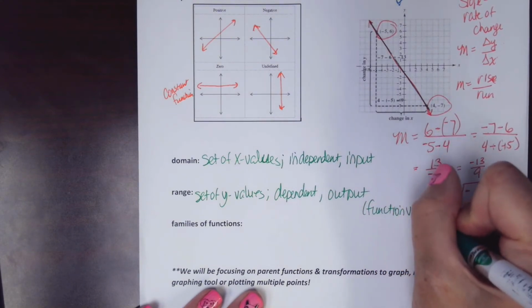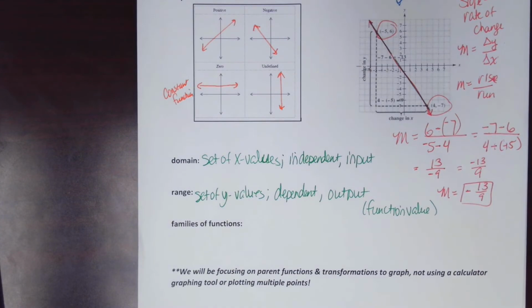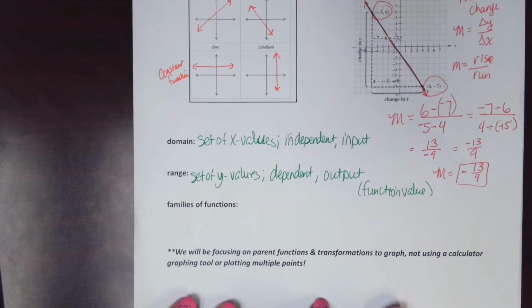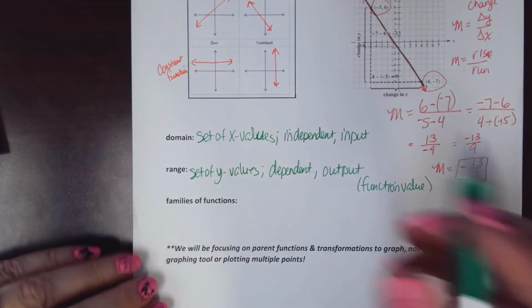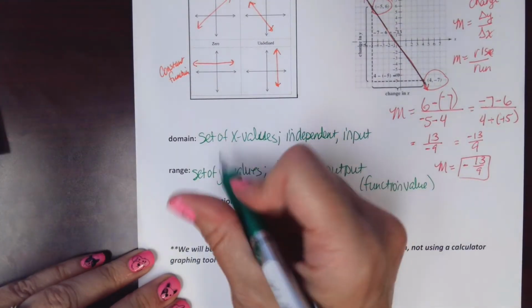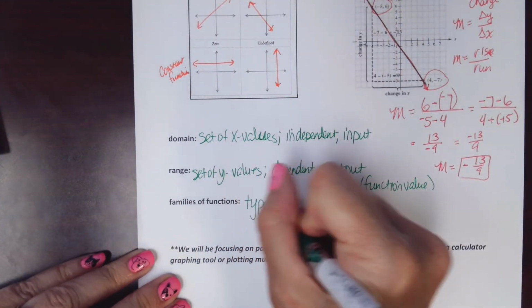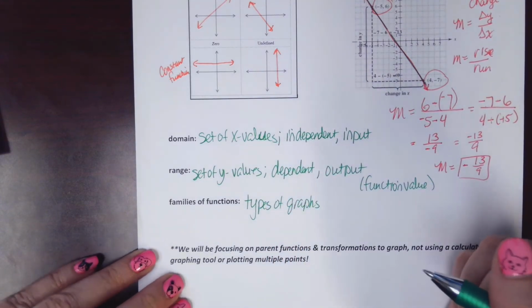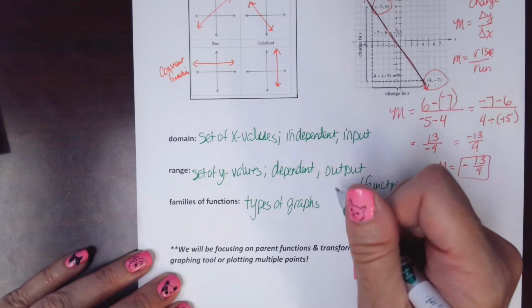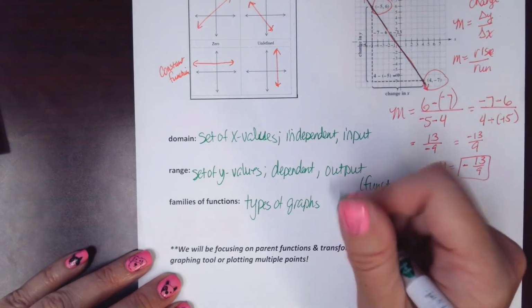Now, in the past, you've probably been taught to graph by coming up with a bunch of points. But we are going to focus this semester on graphing using transformations based on families of functions. Families of functions are different types of functions and their graphs, and the sooner you memorize the shape of these families of functions, the general shape, the easier life is going to be for your graphing.